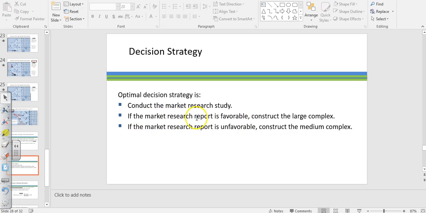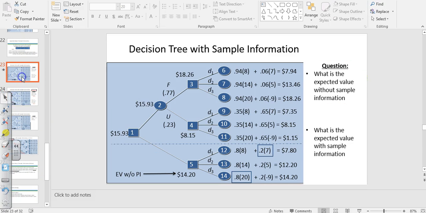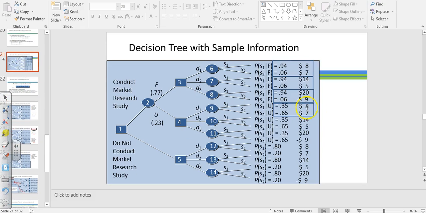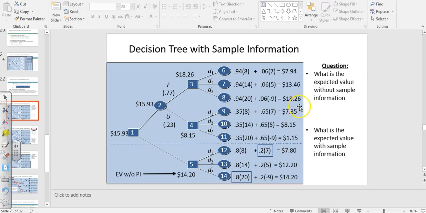So let's look at that second one. If the market research report is favorable, construct the large complex. So we're going to go back to the favorables. This was the large. So they're saying this is the best option. Let's see if that was true. Right, this was the favorable. Right, that was the largest. Again, we haven't actually done the market research. Our company's only considering the possibilities of what the market research company is going to give us as a result of their research.